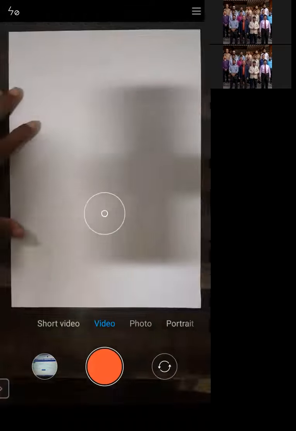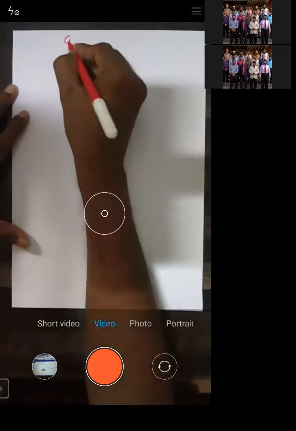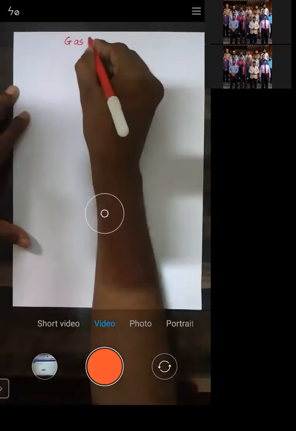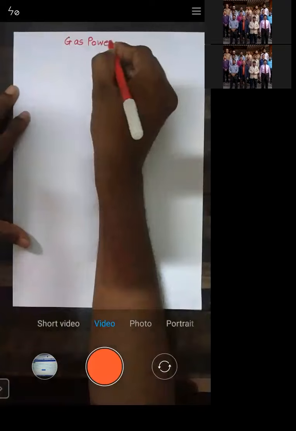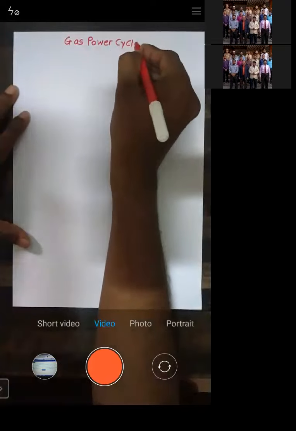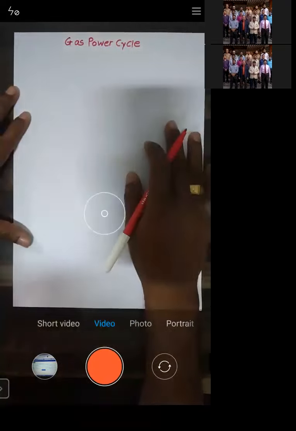So let us start today's session. In the last session, we finished with the vapor power cycle. As I told you, in this lecture we'll be starting with the new module, and that is the gas power cycle.